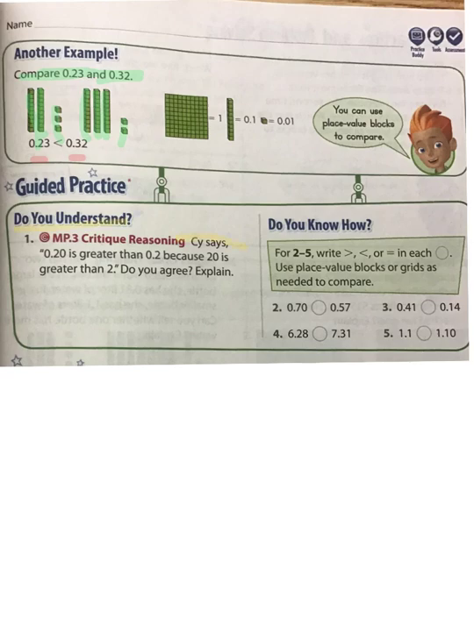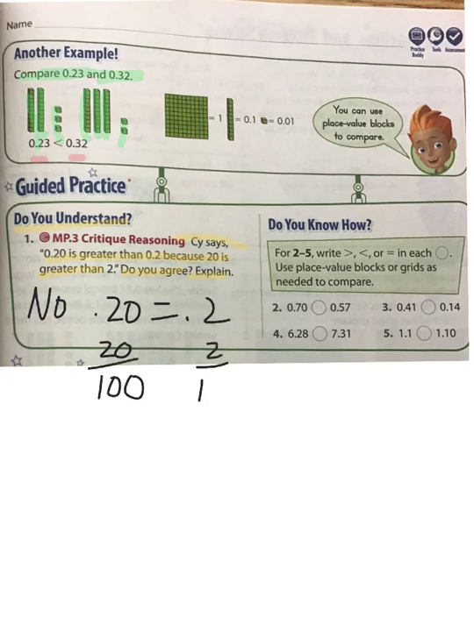Chi says 20 hundredths is greater than 2 tenths because 20 is greater than 2. Do you agree? Explain. Well, no, I do not agree because 0.20 is the same thing as 0.2. 0.20 would be 20 out of 100. 0.2 or 2 tenths would be 2 out of 10. And if I add a 0 to each one, I would still get 20 out of 100. So no, Chi is incorrect.